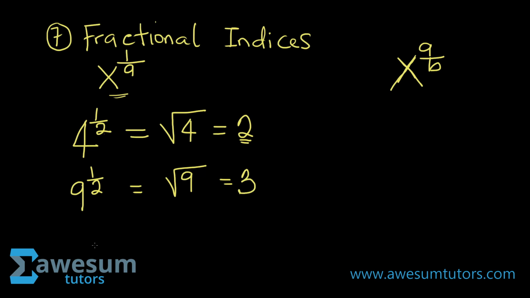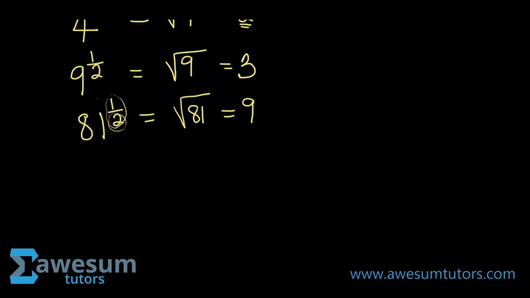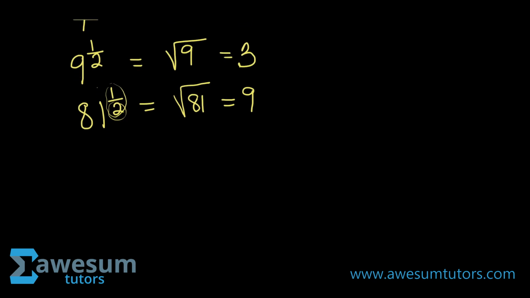Okay. What about if I have something like this? 81 raised to the power of 1 over 2. Because your fraction is also having denominator of 2 right here, it's going to become square root of 81. And square root of 81 is 9. Okay. I'm trying to show you a lot of examples right here so that way you can better understand this concept.